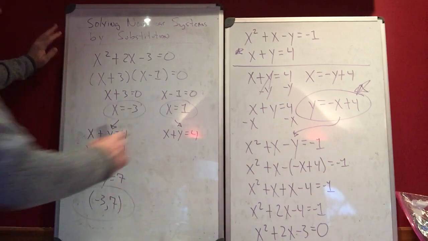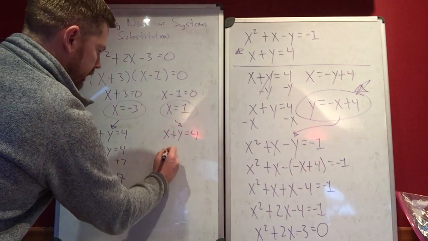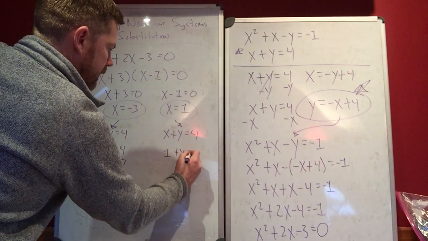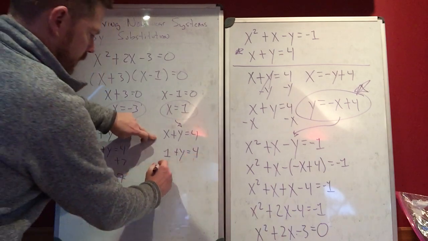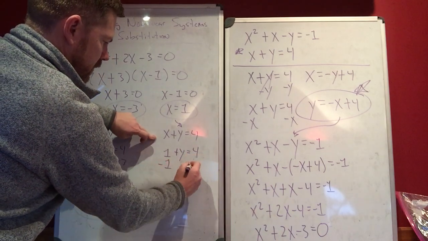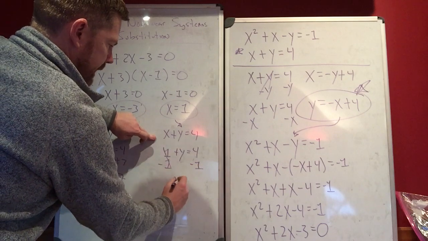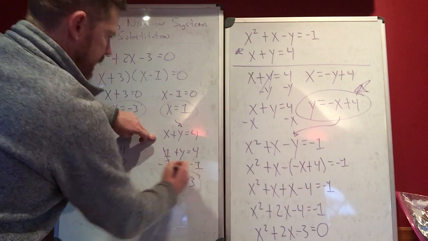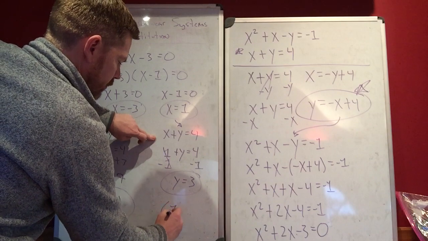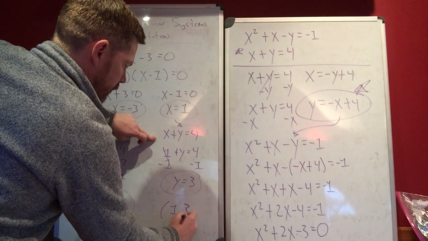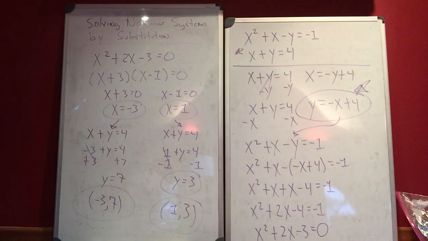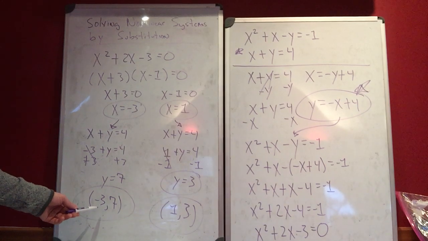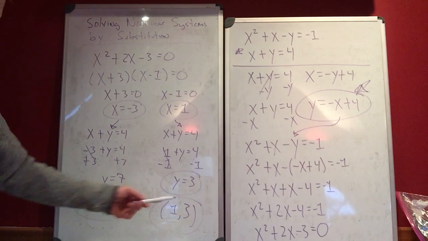But we also have this solution, right? So x is 1, so 1 plus y equals 4. Subtract 1 from both sides. That goes away. Y equals 3. So another one of our solutions is 1, comma 3. Okay? So we have two solutions here. Our two solutions are -3, 7 and 1, comma 3.